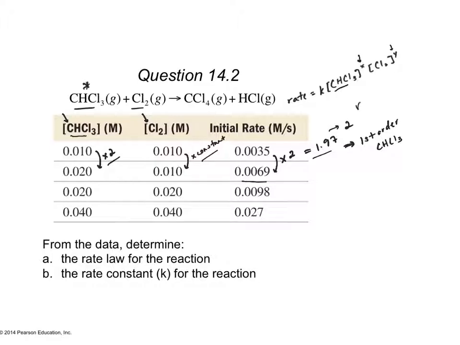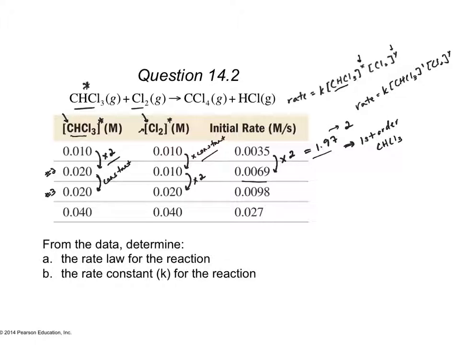We can put in rate is equal to K CHCl3 to the 1. Now we need to figure out what the order is for Cl2, okay? So in this one, we're going to look for 2 experiments where we have held the other reactant constant and we've done something to the concentration of Cl2. So we go between experiment number 2 and experiment number 3. We have held CHCl3 constant and we have doubled the concentration of Cl2. So we're looking at what effect doubling this concentration has on the rate.